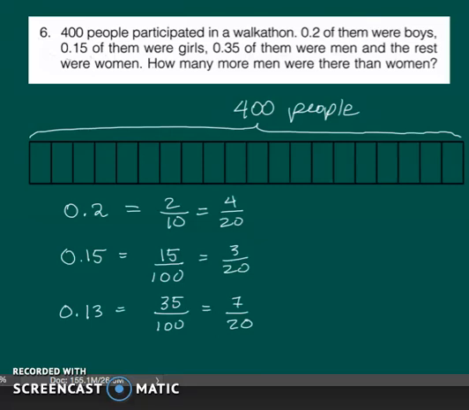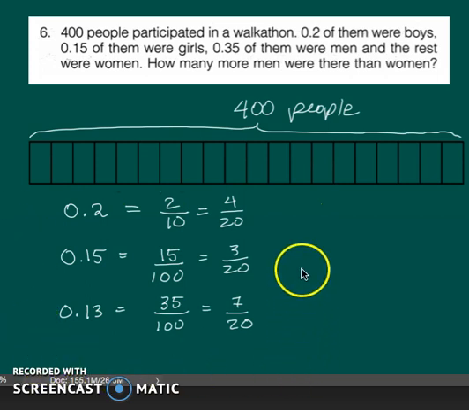Hi everyone. So here we have a bar representing the 400 people that participated in the walkathon. And I've divided this bar into 20 different units. The reason why I chose 20 units is because looking at the decimals that were given, 0.2 of them were boys, 0.15 of them were girls, and 0.35 of them were men, I noticed that all of these decimals could be expressed with a common denominator of 20. And here I've shown how I did that.